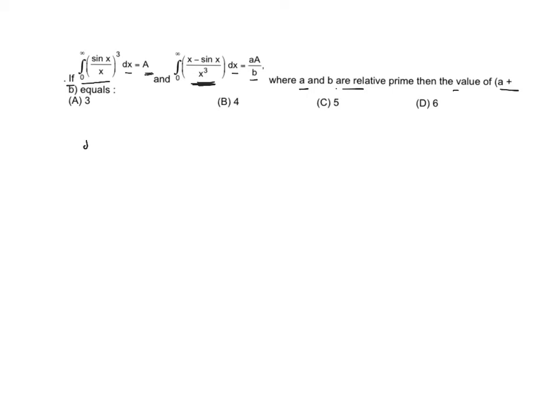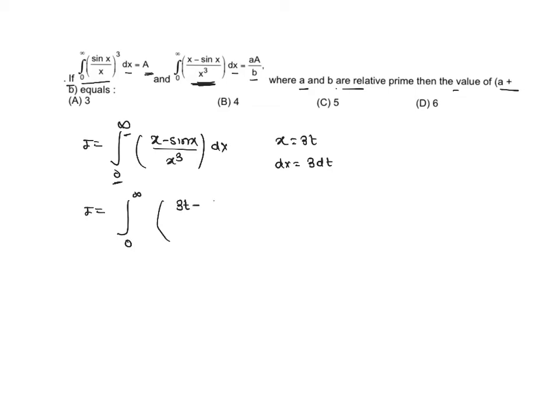So what we will do: I equals the integral from 0 to infinity of (x minus sin x) divided by x cubed dx. Here we will replace x with 3t, so we can use the sin 3t formula. So dx becomes 3 dt. If x is 0, t will be 0. If x is infinity, t will also be infinity. This becomes (3t minus sin 3t) divided by 27 t cubed, into 3 dt.